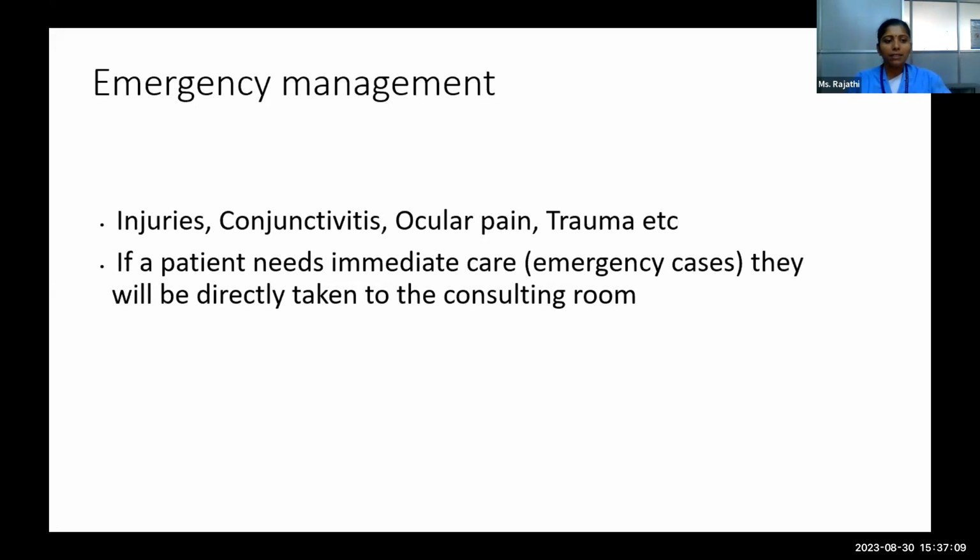We are also doing emergency management in Vision Centers. Injuries like trauma, foreign body or chemical injuries, conjunctivitis, and ocular pain. We remove foreign bodies and we give the treatment for these kinds of emergencies. If a patient needs immediate care, they will be directly taken to the consultation room for the doctor consultation.